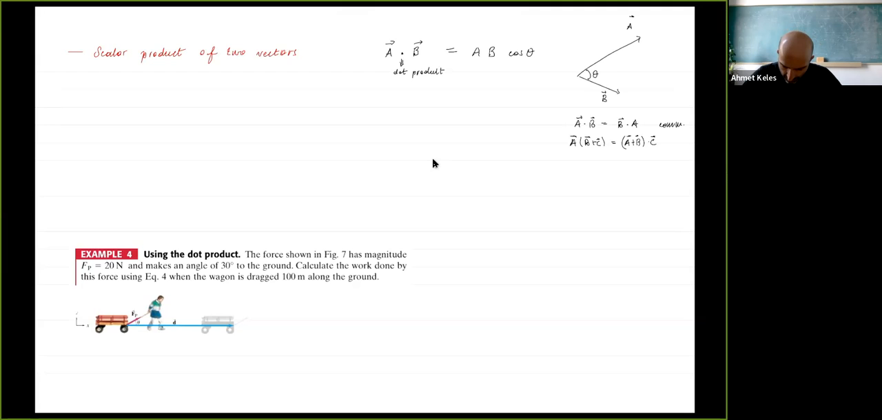Because if you add B and C and make the dot product with A, this is exactly equal to adding A dot B and A dot C. And this vector addition, you know very well how to do. Right? A vector added to another vector.